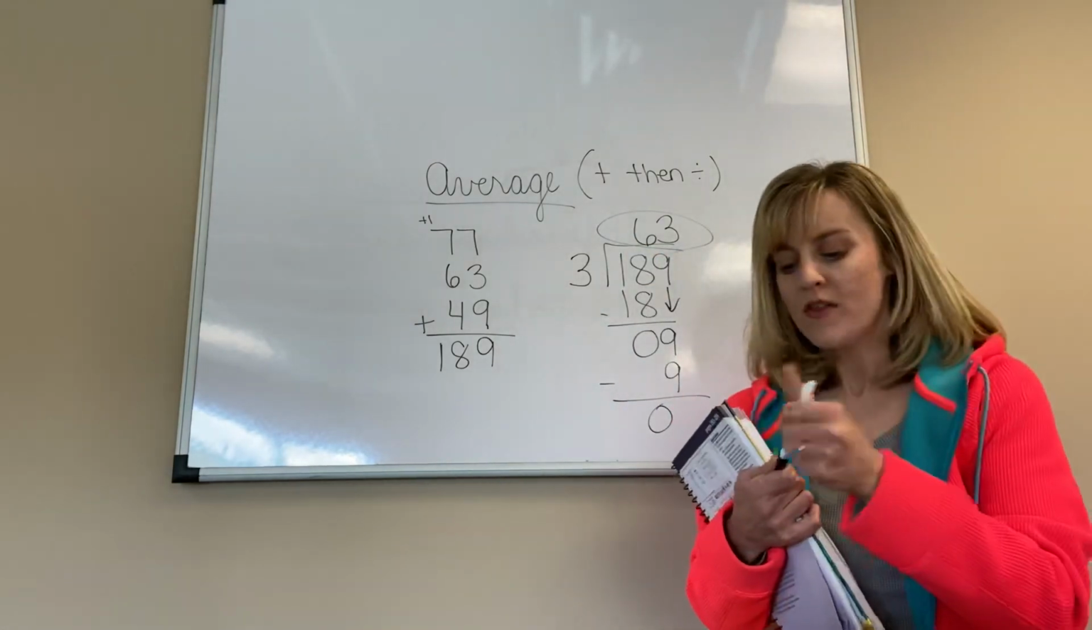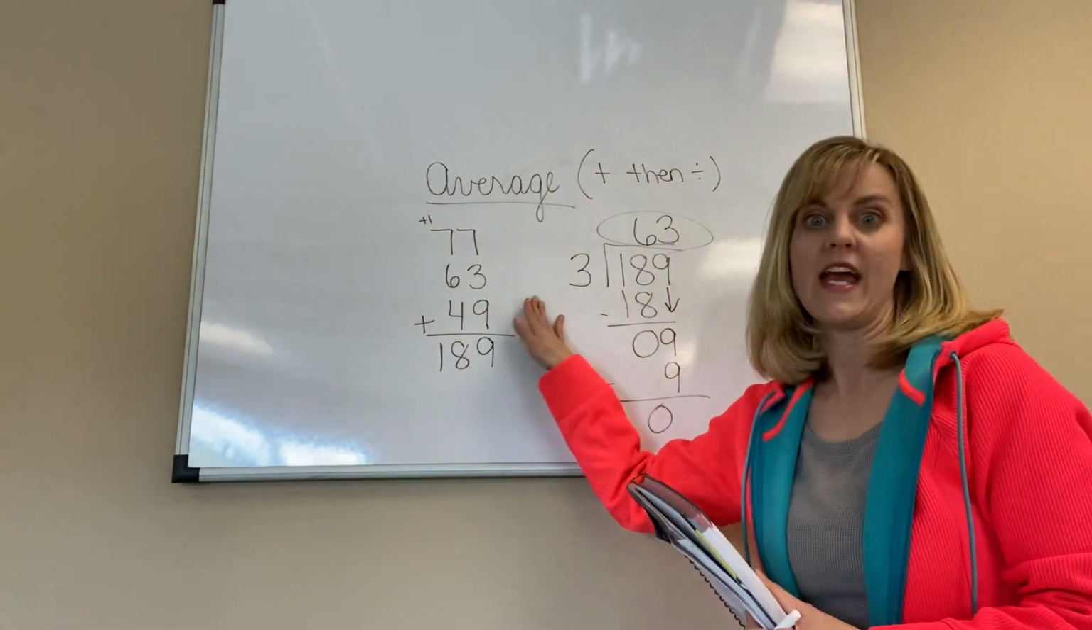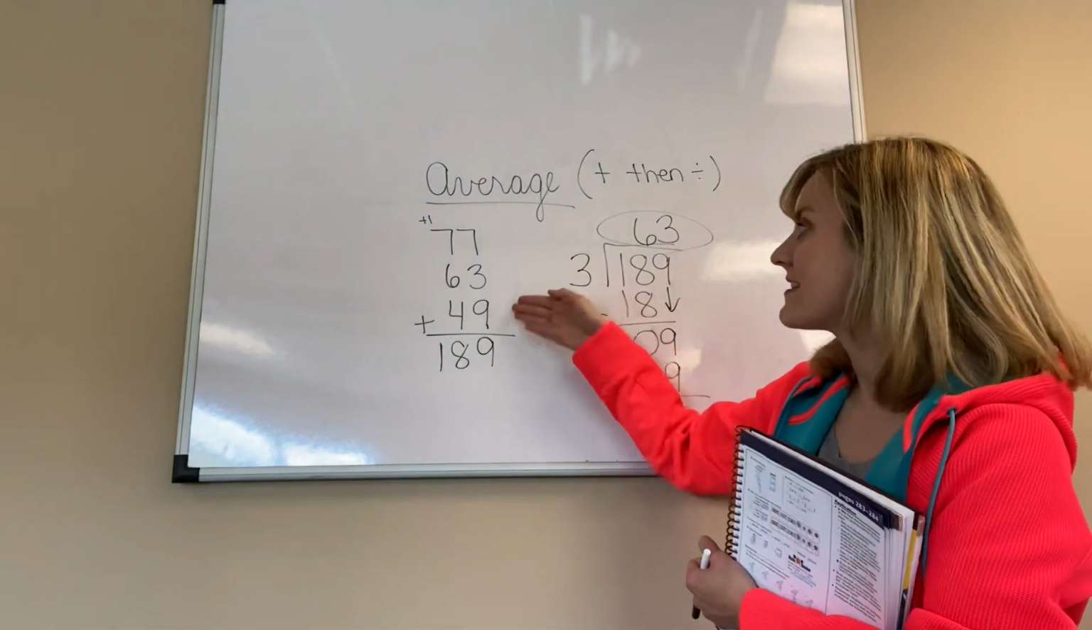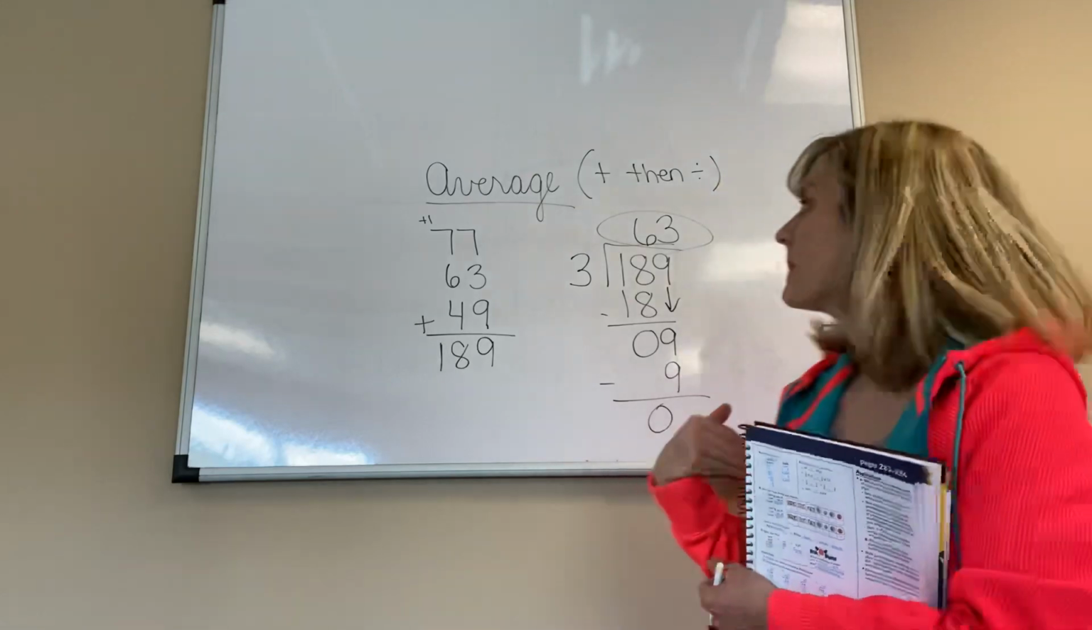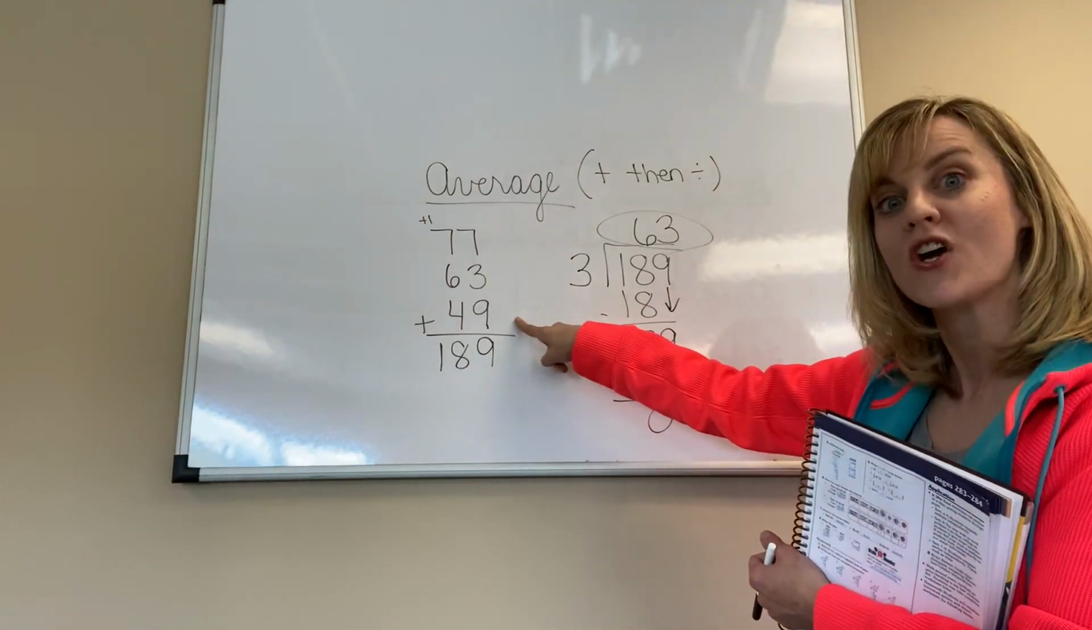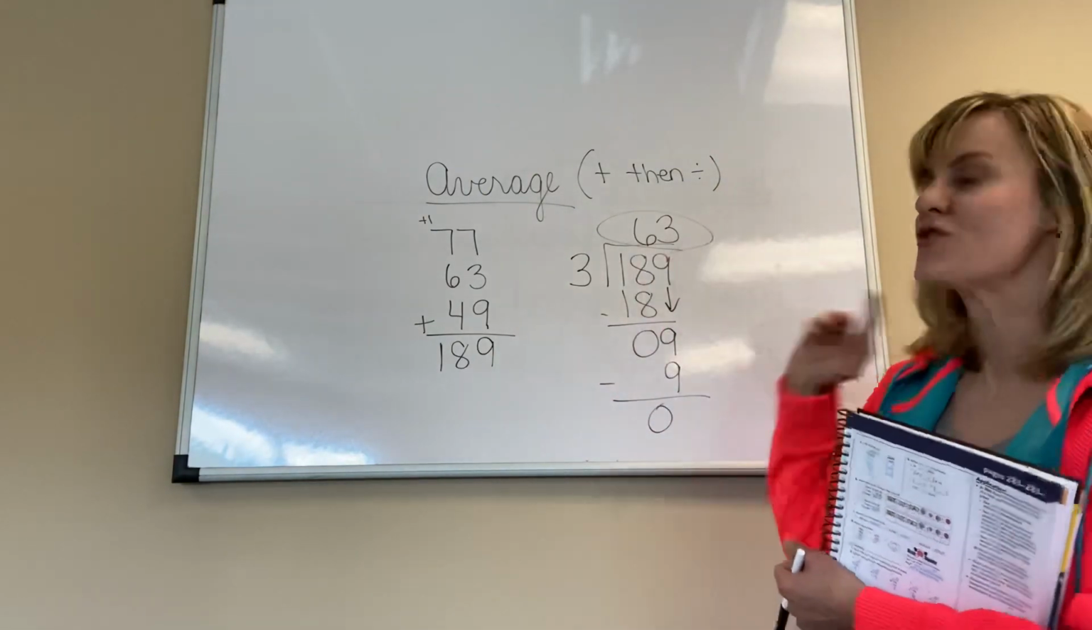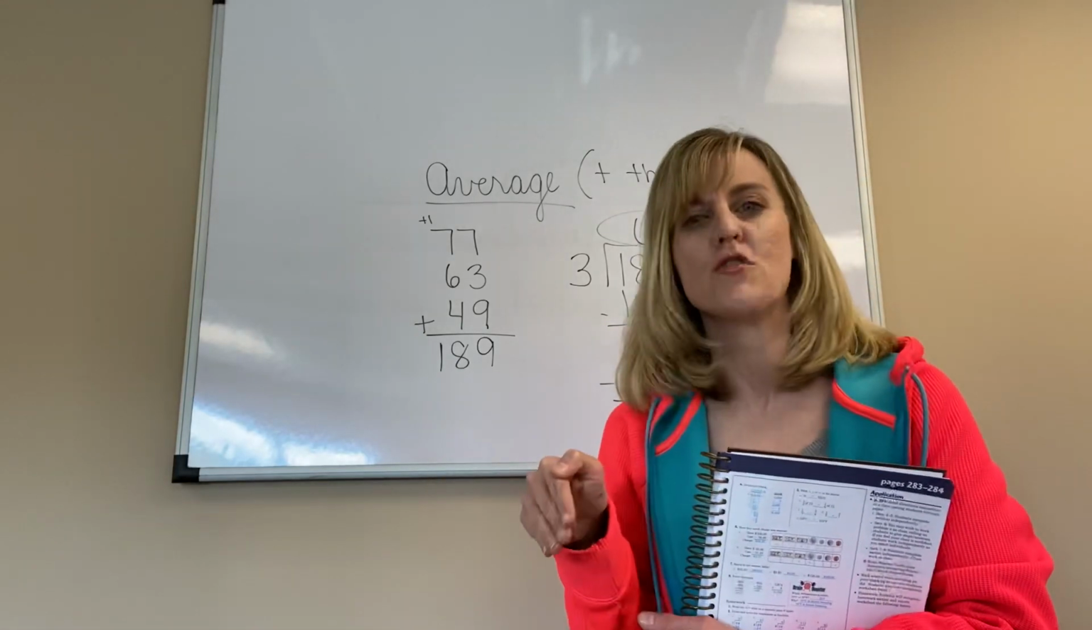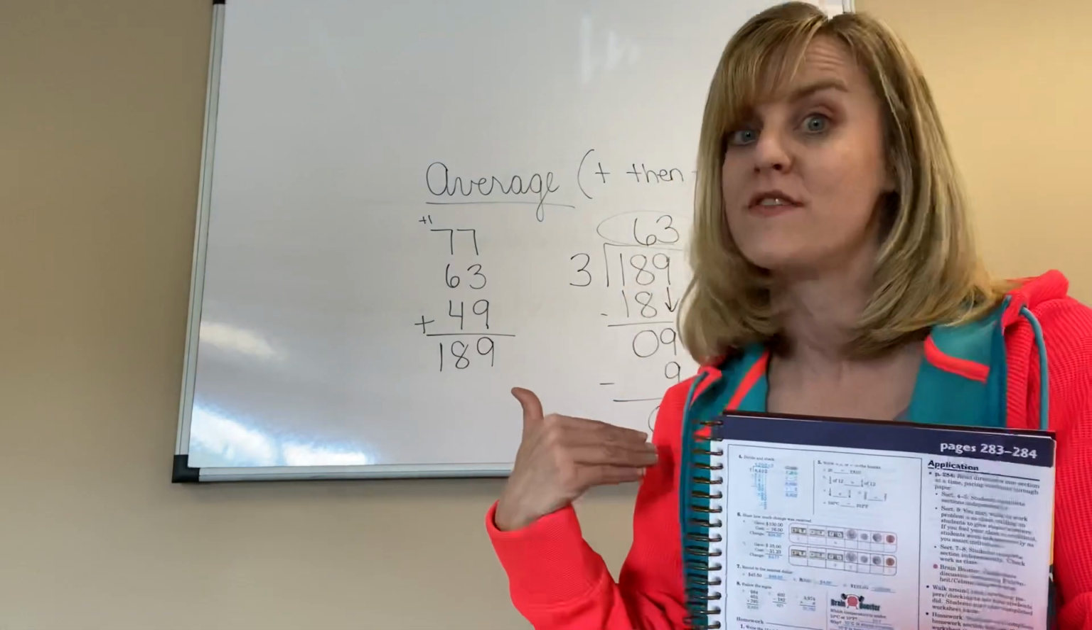So what is our average of these three numbers? 63. Now, this we could say would be temperatures, okay? So if we had 77, 63, and 49, then what is the average temperature of these 3 days? The average temperature was 63. So you don't always use it for just grades. You can use it for a lot of different numbers.